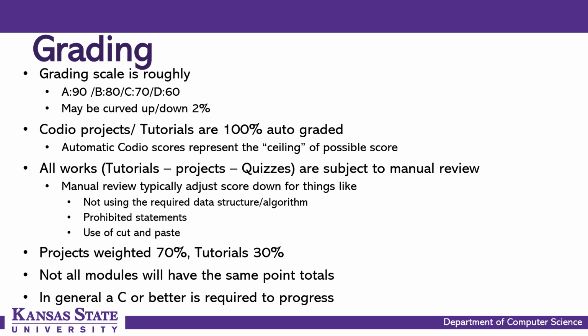Projects, tutorials, and Codio are 100% auto-graded. Auto-graded means the score is the ceiling of possible points you can get. All work is subject to manual review. Manual review typically adjusts your score down for things like not using the required data structure or algorithm, prohibited statements, or using cut and paste. Projects weigh 70%, where the tutorial is 30%. Not all modules will have the same points total, and in general, a C or better is required to progress.